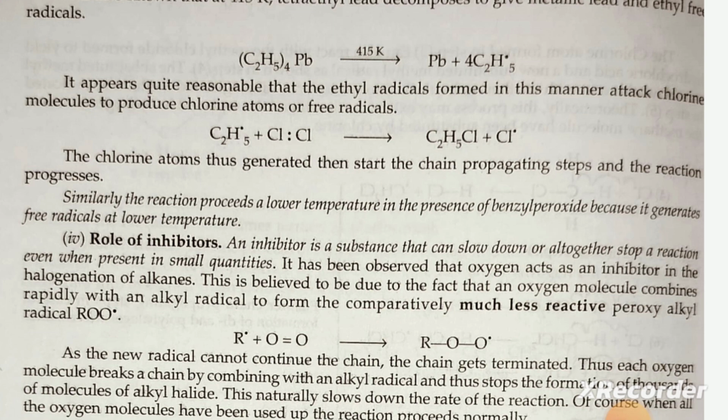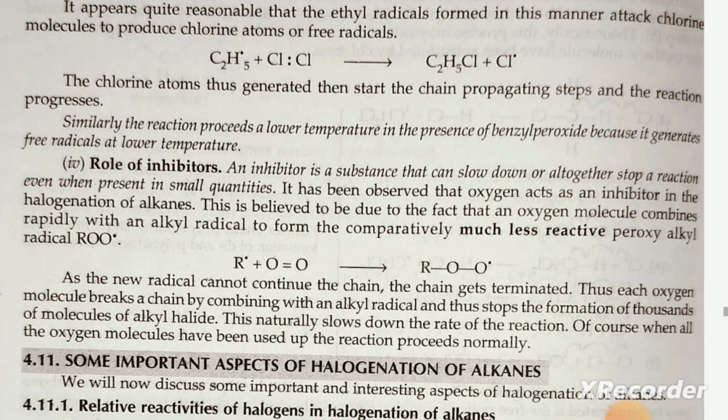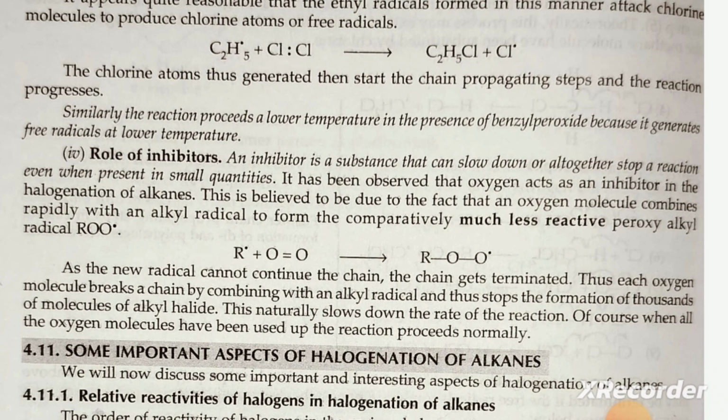As the new radical cannot continue the chain, the chain gets terminated. Thus, each oxygen molecule breaks a chain by combining with an alkyl radical and thus stops the formation of thousands of molecules of alkyl halide. This naturally slows down the rate of reaction. Of course, when all the oxygen molecules have been used up, the reaction proceeds normally.